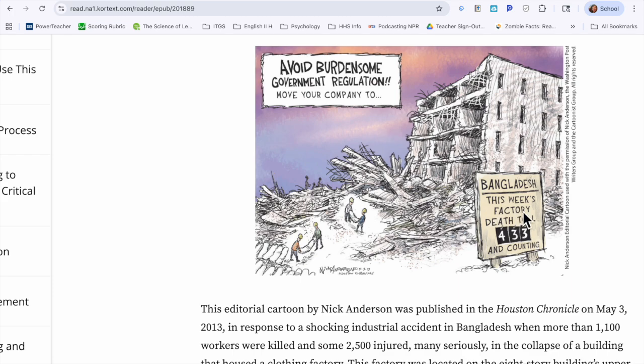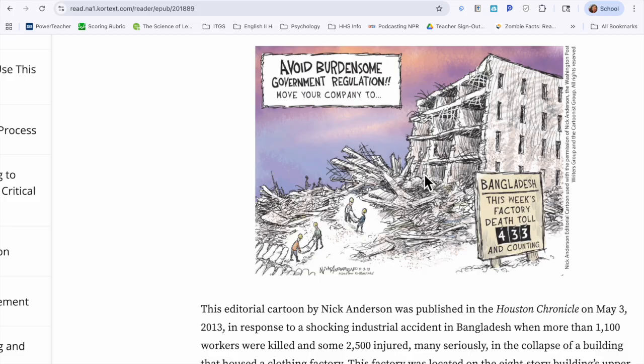So this is an older cartoon. It says Bangladesh, this week's factory death toll 433 and counting. And it says, avoid burdensome government regulation. Move your company to. And over here, then it tells us move it to Bangladesh. Well, I don't know about you, but this doesn't really make me feel good.